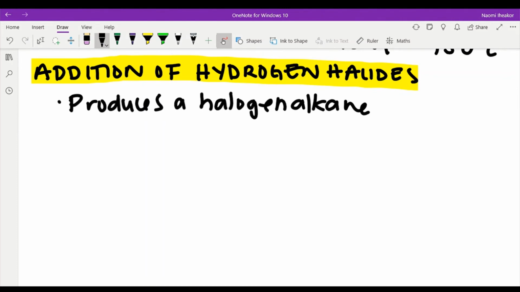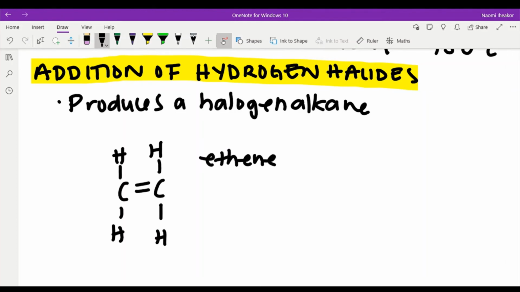So if we have this alkene here, which hopefully we can see is ethene. If we were to add a hydrogen halide, so let's say for example the bromine hydrogen halide, we're going to break one of these bonds in order to add our bromine and our hydrogen. And so we can see that the addition of our hydrogen halide to ethene has now produced bromoethane.